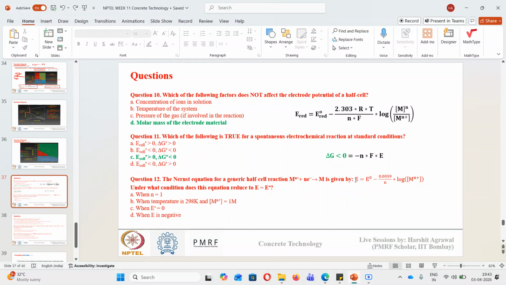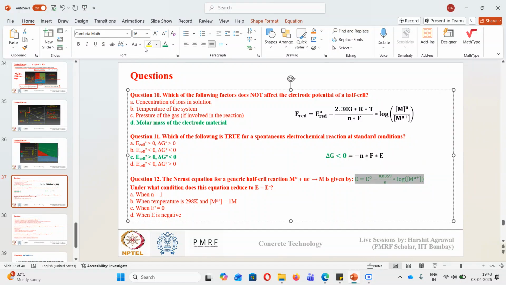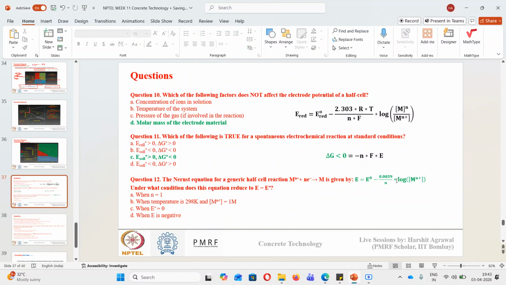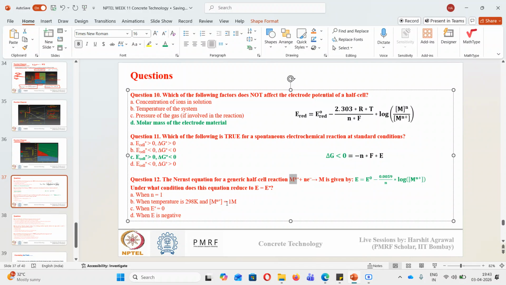So just see this equation and think what can be the answer. For E equal to E naught, this value should be equal to 0, and log of 1, we know it is equal to 0. So when the molar concentration of the reactant is equal to 1, then we can say that E will be equal to E naught. And that is the condition that is there in the standard hydrogen electrode.